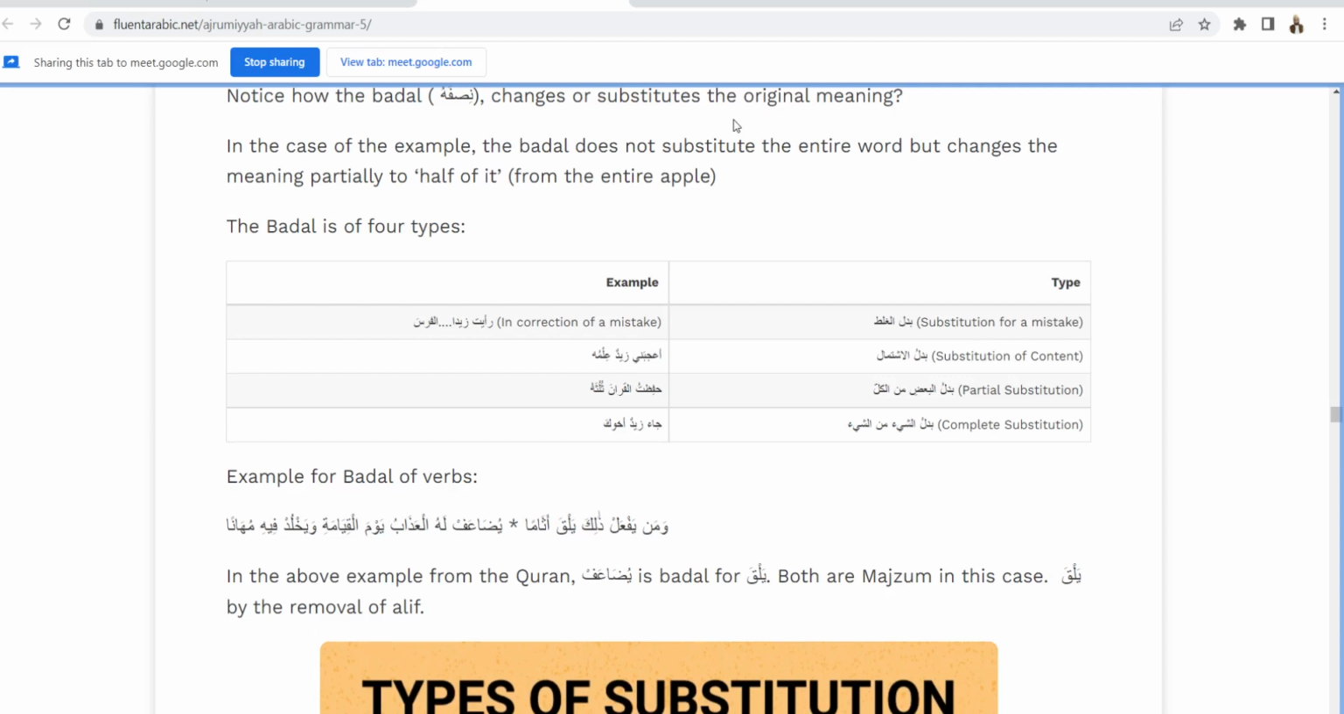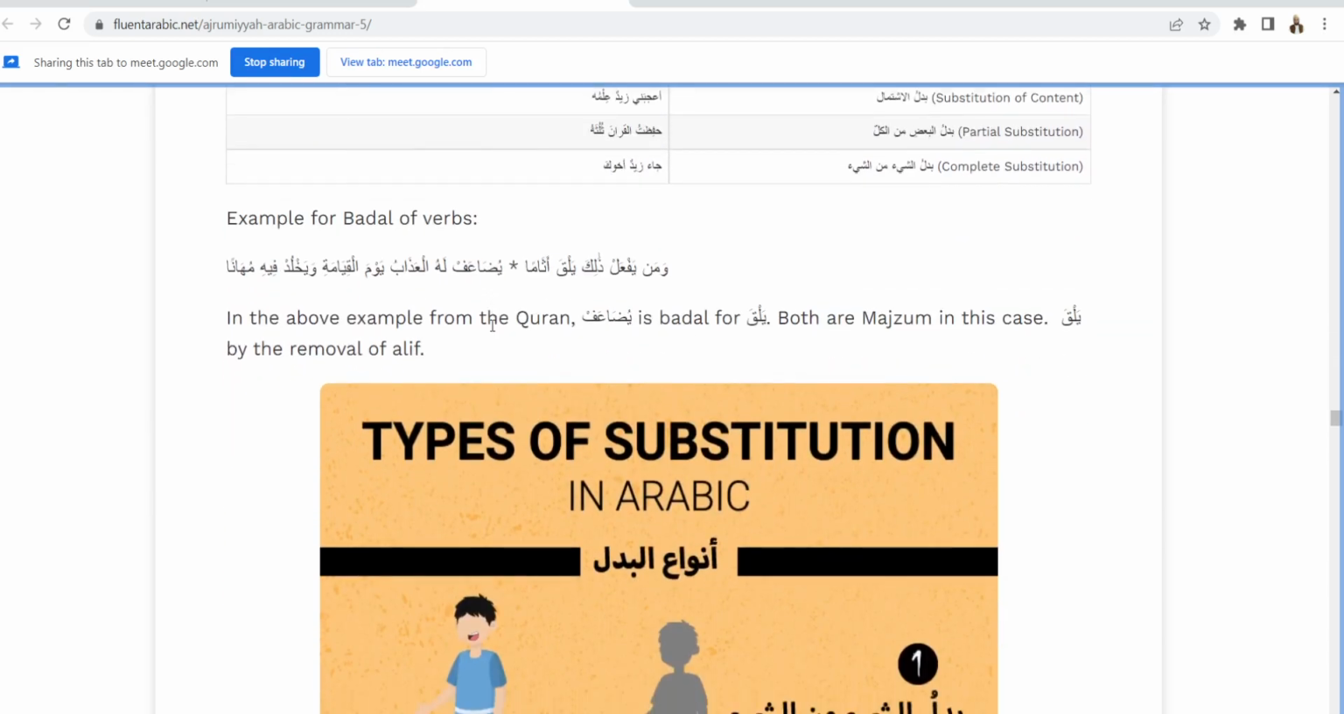غلط, mistake. رأيت زيدان. Look here how he makes like 3 dots. It means that he paused for a second to remember the reality or what he wanted to say. رأيت زيدا الفرس. Okay? An example of verbs. Now we will go to بدل of verbs.